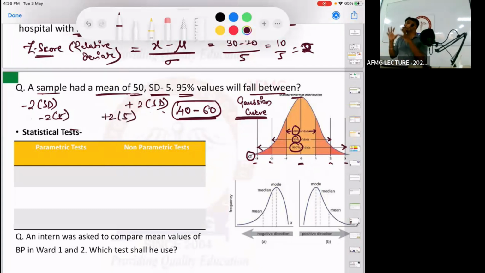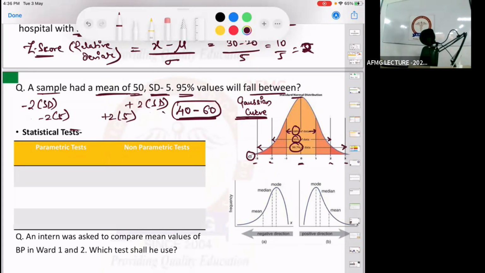Okay? So you need to subtract or add the value from the mean value. Next, mean remains the same, that is 50 over here. Standard deviation remains the same, that is 5 over here. But I am asking you, 68.3% of values will fall between... now please let me know what would be the range.